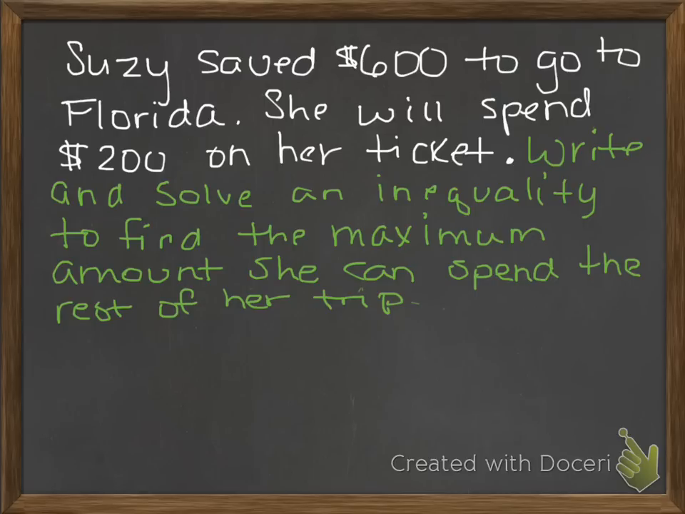So the first answer line will be for your inequality. So let's go ahead and set up that inequality. As I've said before, the easiest thing to do is to locate what number you think is going to be alone. So the $600 is a definite amount. That's what she saved. That's what we're working towards. That's what we have to work with. And we got that from right there. So it says she saved $600. Now it says she'll spend $200 on her ticket.